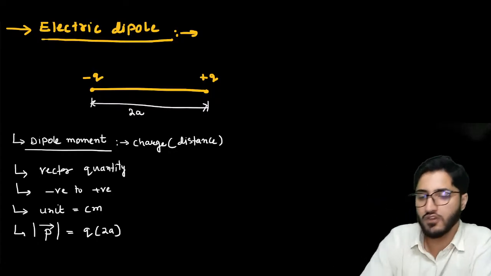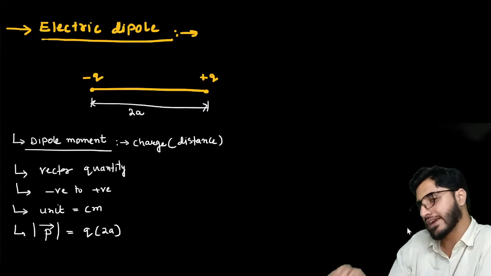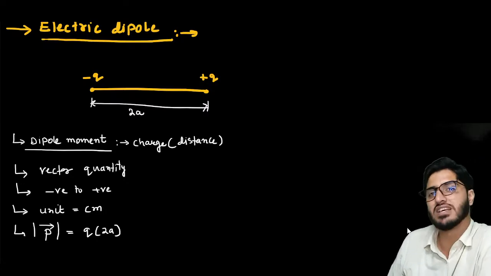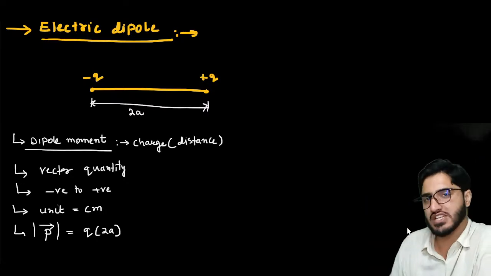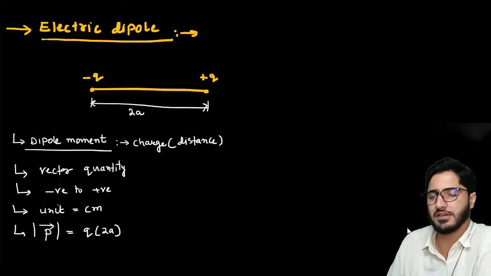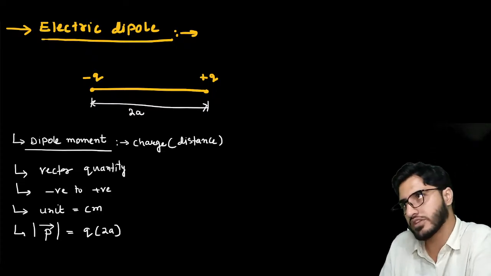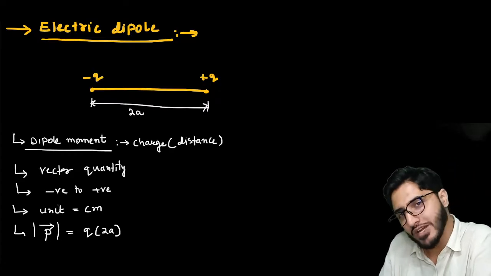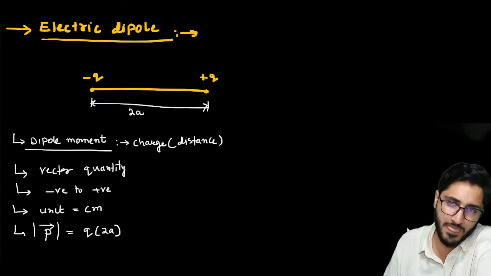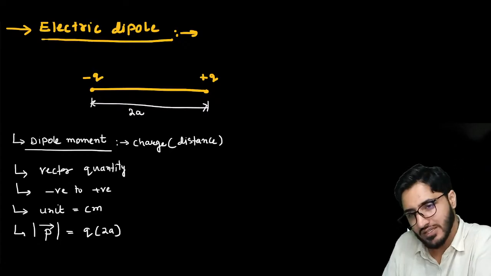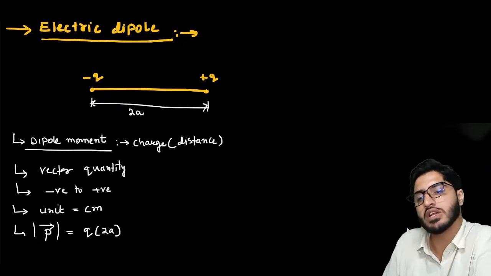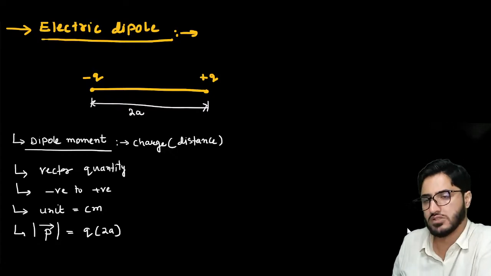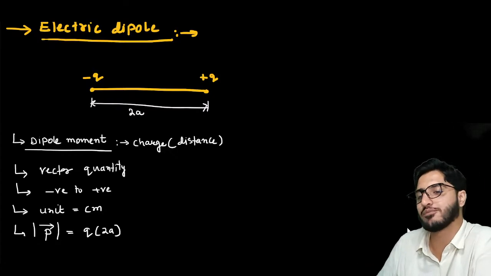These things you need to fit into your mind. Electric dipole, what is electric dipole? It is a configuration of two equal but opposite charges separated by a small distance 2a. And one more thing, we have a dipole moment denoted by letter P, from negative charge to positive charge. Vector quantity, unit coulomb meter. This was all about the electric dipole and dipole moment.